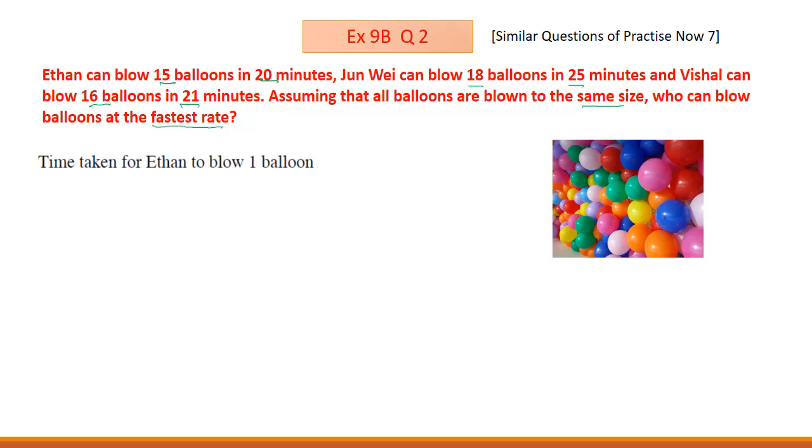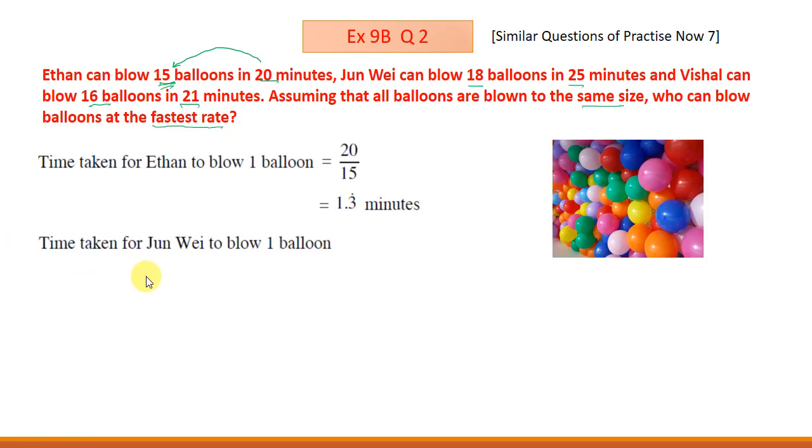Time taken for Ethan to blow one balloon. Now for 15 balloons he took 20 minutes. So for one balloon, that will be equal to 20 divided by 15. So we will divide 20 by 15 to find out for one balloon. So for one balloon the time will be 1.3 minutes.